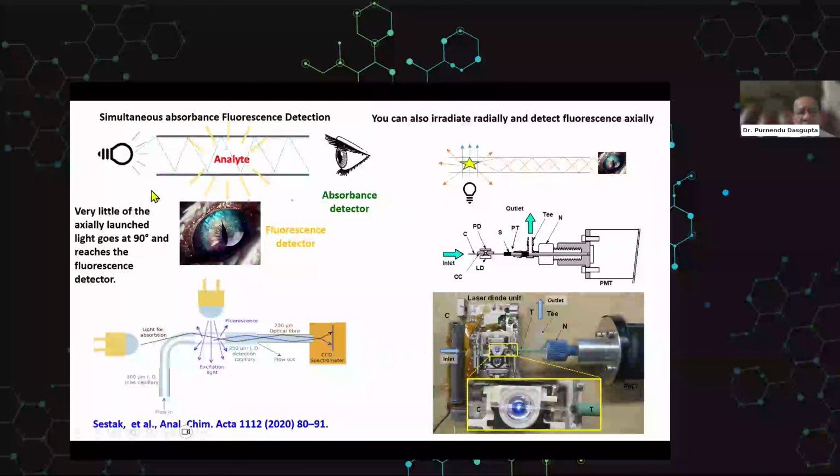So here is a situation with a simultaneous absorbance fluorescence detection. Imagine this is a liquid core waveguide. Most commercial macro cells that measure absorbance are all liquid core waveguides. So light is going through here, goes through the liquid core waveguides to minimize loss, but not the loss to the solution. The analyte fluoresces.